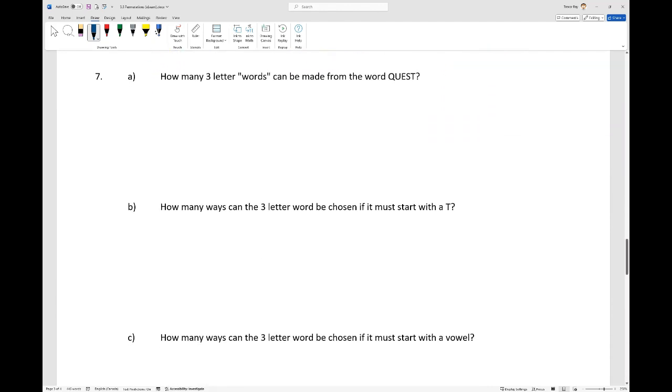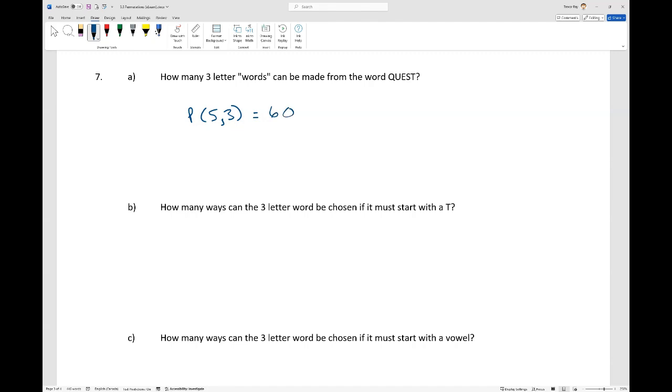Question 7. How many three-letter words can be made from the word quest? Again, quest is 5 different letters. That's important. If they were the same, we'd have to deal with it differently, but there are 5 different ones. So really, we're just choosing 3 letters in order. That would just be a permutation. 5 pick 3. If we punch that into our calculator, 5 pick 3 is 60.